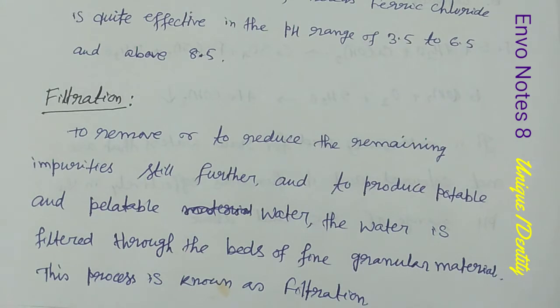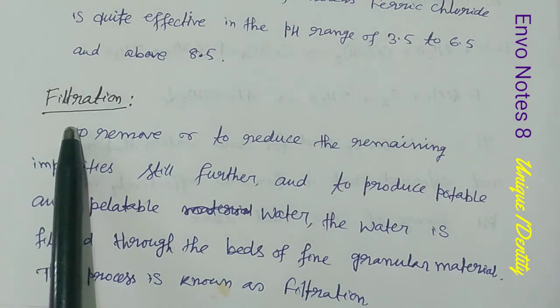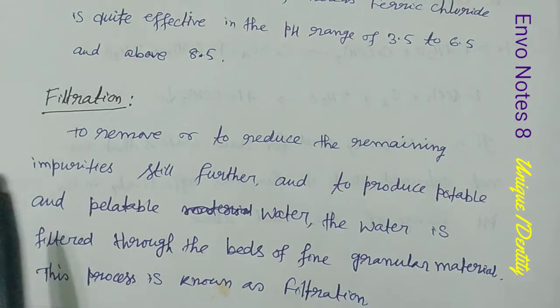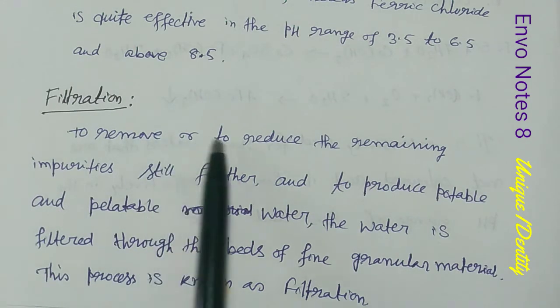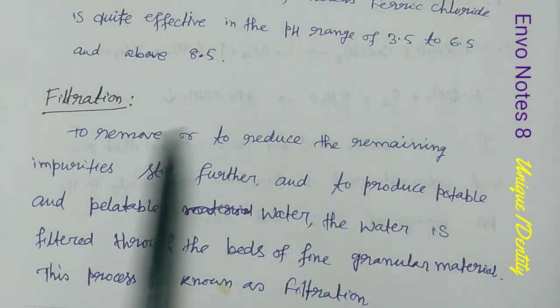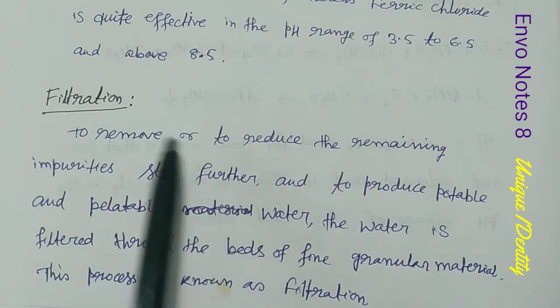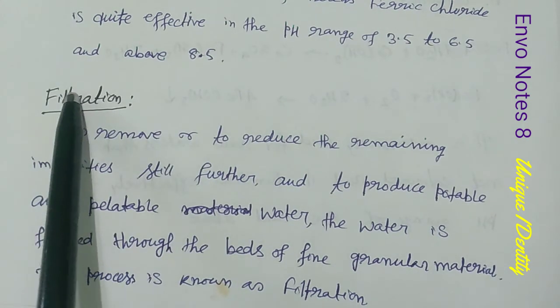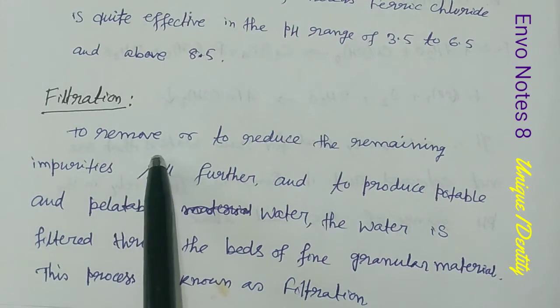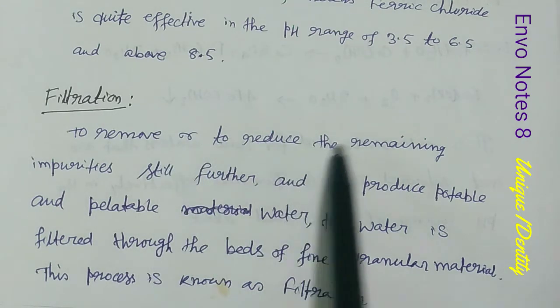Okay. Next is filtration. So we discussed three processes for purification. First is screening, next is plain sedimentation or type 1 settling, and third is sedimentation aided with coagulation, that means type 2 settling. Fourth is filtration. Okay. Now what is filtration? To remove or to reduce the remaining impurities still further.